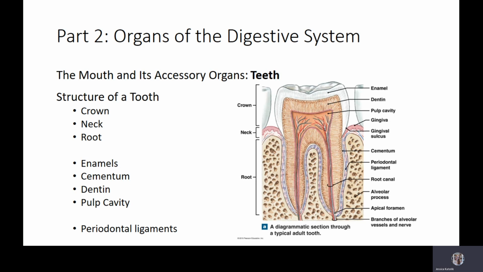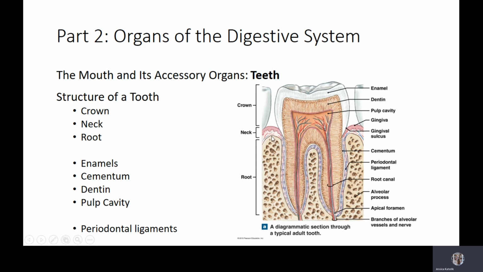Now let's kind of look at the structure of a tooth. Here we're actually taking a tooth and we're cutting it in cross-section. And we can see that the tooth is going to have 3 regions. So here is my cursor. The top part is known as the crown. The crown is going to be what is exposed and what we generally see when we look at the teeth.